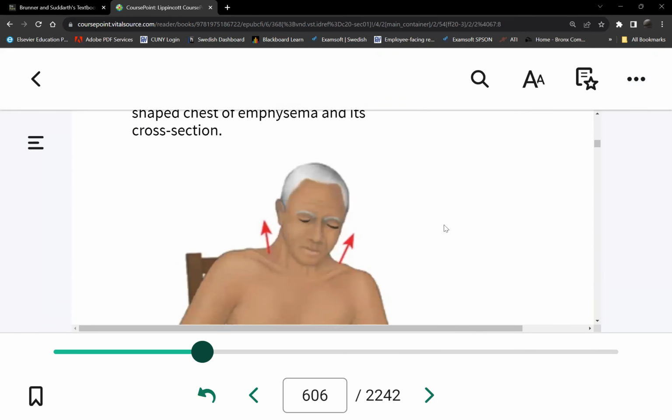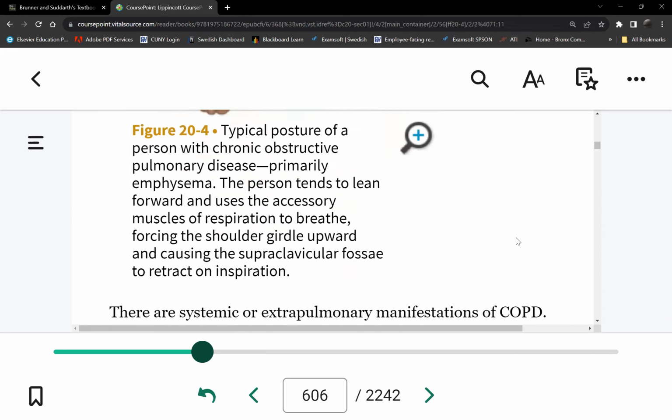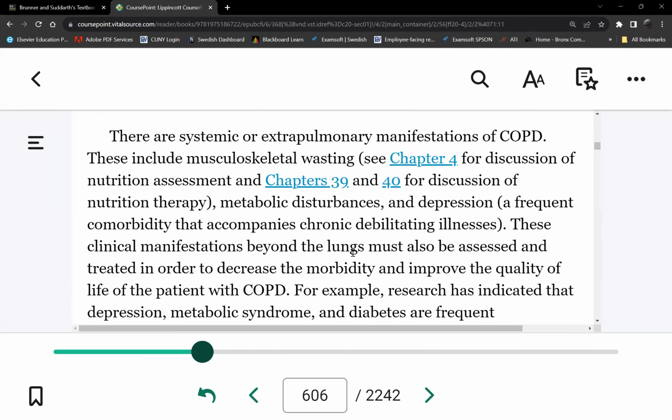This is a typical appearance. These patients will have retractions here in the supraclavicular area because they'll be using a lot of those muscles with everyday breathing. Let's go now to systemic or extrapulmonary complications. One of the manifestations is the barrel chest. Another is, of course, the heart failure, which is a complication.